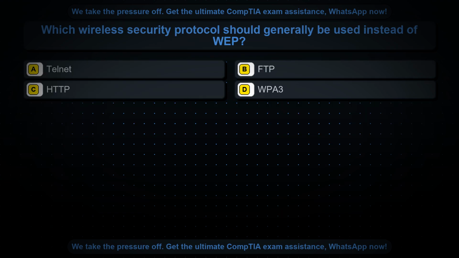Question 12. Which of the following is the next step to take after implementing a solution to a network problem? Option A, verify full system functionality. Option B, escalate it. Option C, identify new problems related to the network. Option D, retest the original theory of probable cause.